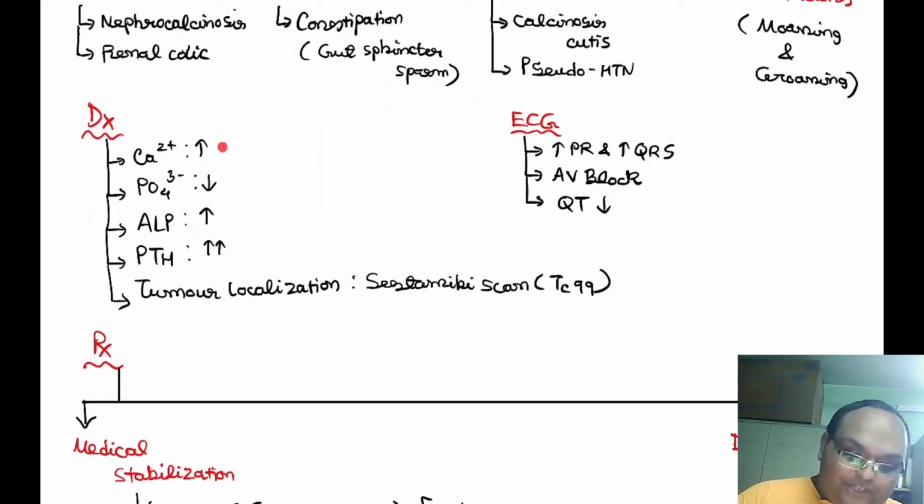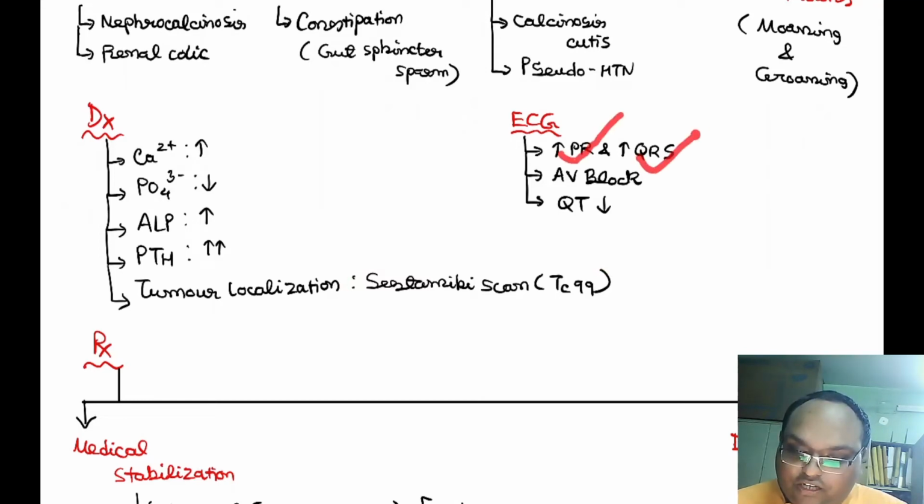Diagnosis: you will see calcium is high, phosphate is low, increased bone turnover, so ALP will be high. Hyperparathyroidism, so parathyroid hormone will be high, and to localize a tumor, you can do a sestamibi scan with technetium 99. If you do an ECG, you will see there's PR prolongation, QRS widening, AV block, and QT decrease. Yes, QT decrease is indicative of hypercalcemia, right?